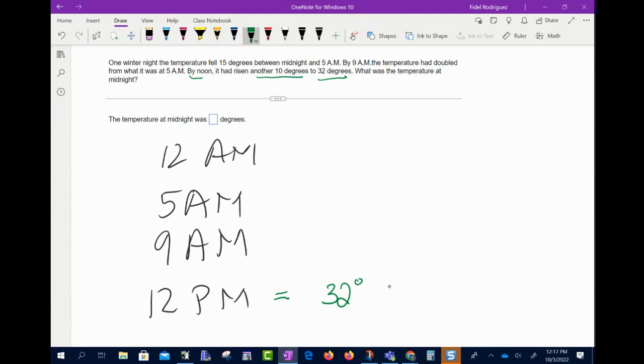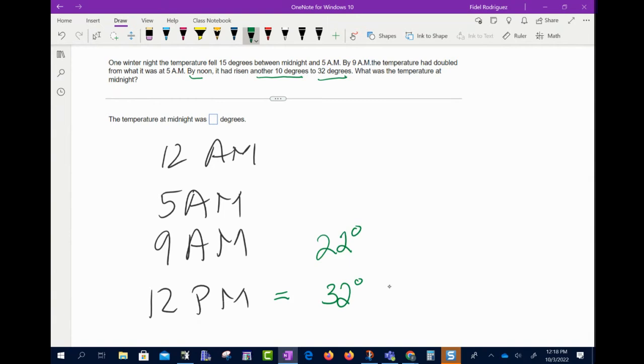And then it told me that from the temperature before that, it had risen another 10 degrees. So if I wanted to find the temperature at 9 a.m., if it had risen 10 degrees, what would that mean the temperature was at 9 a.m.? How would I figure that out? We would do what? Subtract, right? We'd subtract 10. Wouldn't that give me 22 degrees?